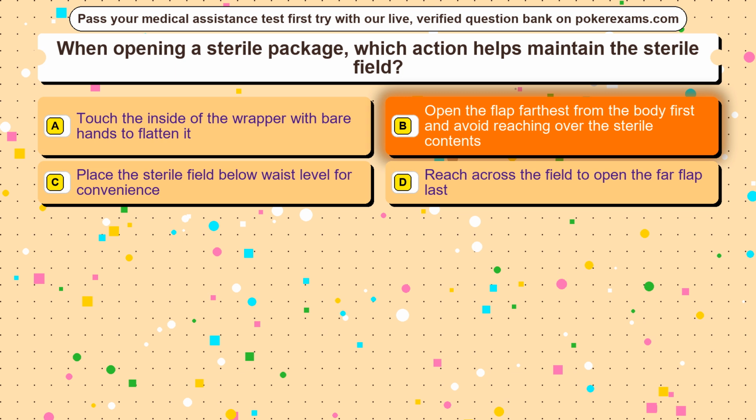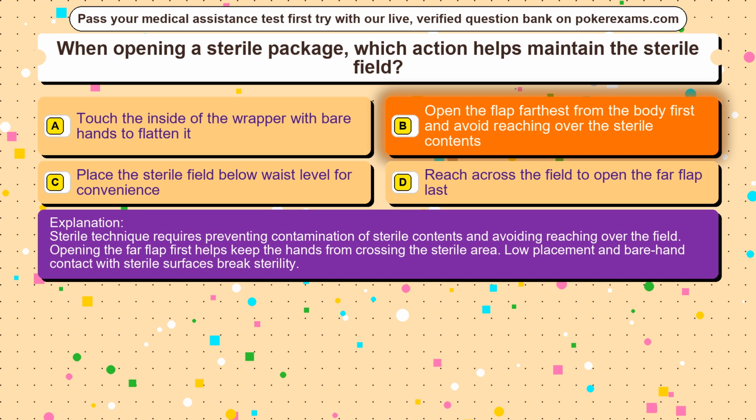The correct answer is option B. Open the flap farthest from the body first and avoid reaching over the sterile contents. Sterile technique requires preventing contamination of sterile contents and avoiding reaching over the field. Opening the far flap first helps keep the hands from crossing the sterile area. Low placement and barehand contact with sterile surfaces break sterility.